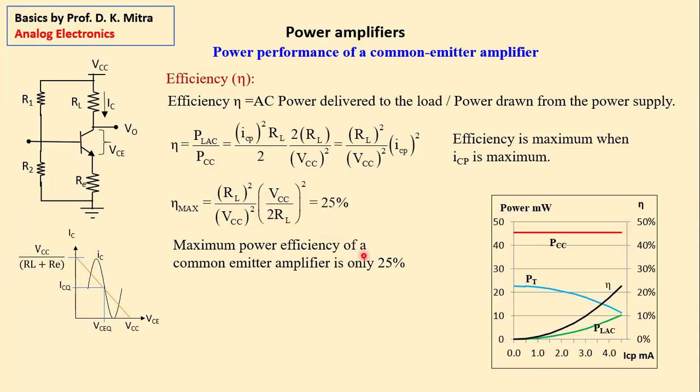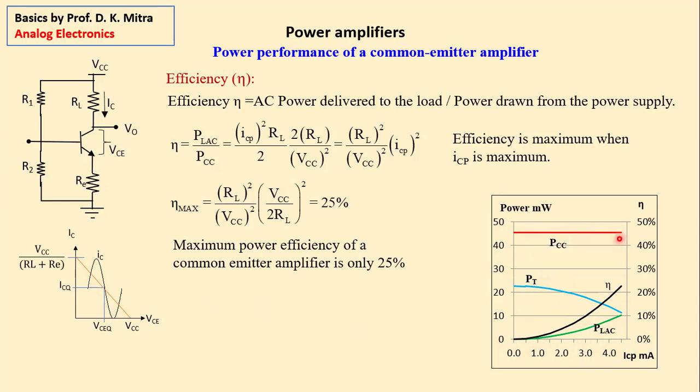This is the curve. It's a constant. It doesn't depend upon the signal. This is the ICP axis, the signal current axis. Of course, this increases when your signal increases. As your signal increases or decreases, power taken from the battery is constant. That is why elderly persons of your family say, if you are not listening to the music, switch off the system or switch off the radio.